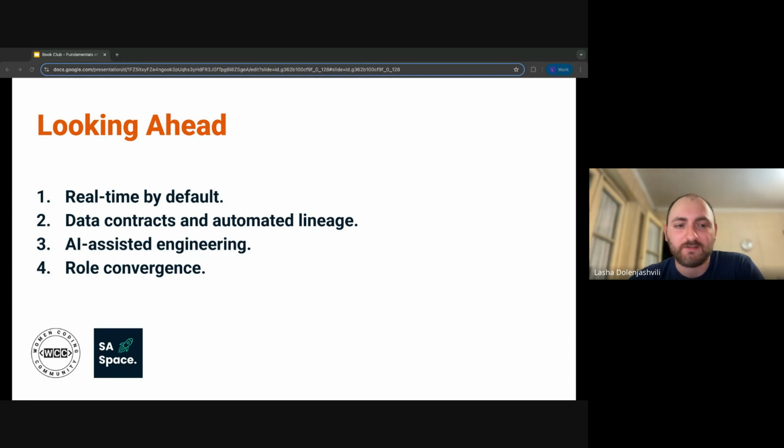And the last one is role convergence. The traditional gap between software engineering, data engineering, and analytics engineering is breaking down, and teams are using a shared toolkit, as I mentioned before. For example, Git, containers, different CI/CD pipelines, and higher level abstractions are making it easier for people to work across the full data lifecycle.